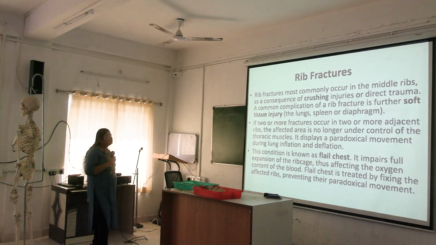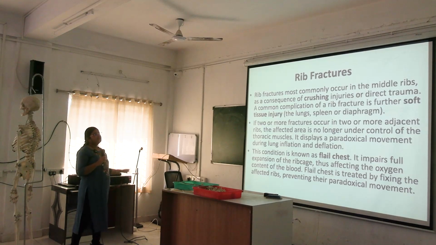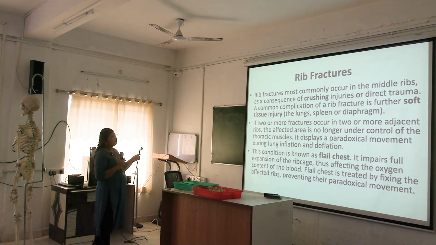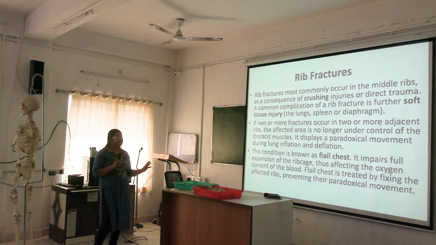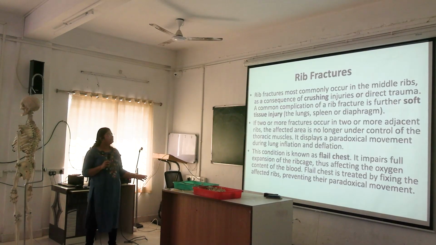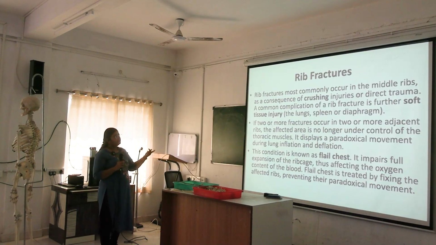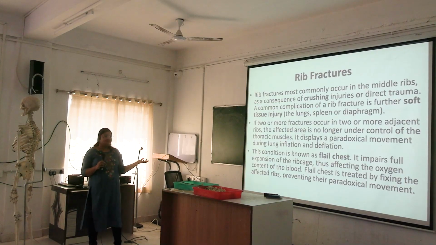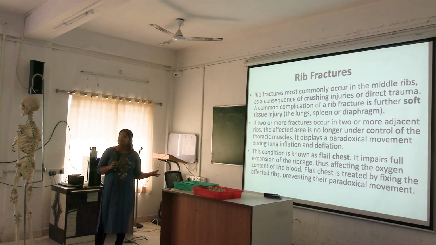And if two or more fractures occur in two or more adjacent ribs, the affected area is no longer under the control of thoracic muscles and it displays a paradoxical movement during lung inflation and deflation, that is known as paradoxical respiration.